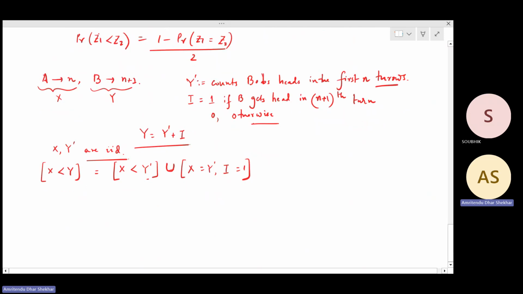Okay, great. But notice that I, y prime, and x are all independent of each other. I is the last throw. It's independent of what has happened in the first n throws and what Alice is getting. So I, x, and y prime are all independent. So let me just write it. x, y prime, and I are all mutually independent.